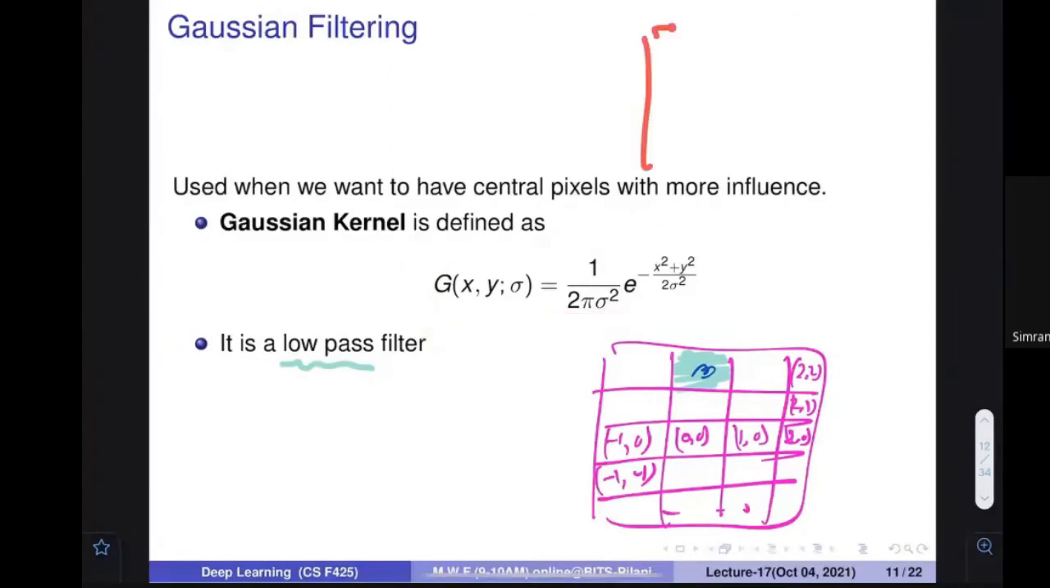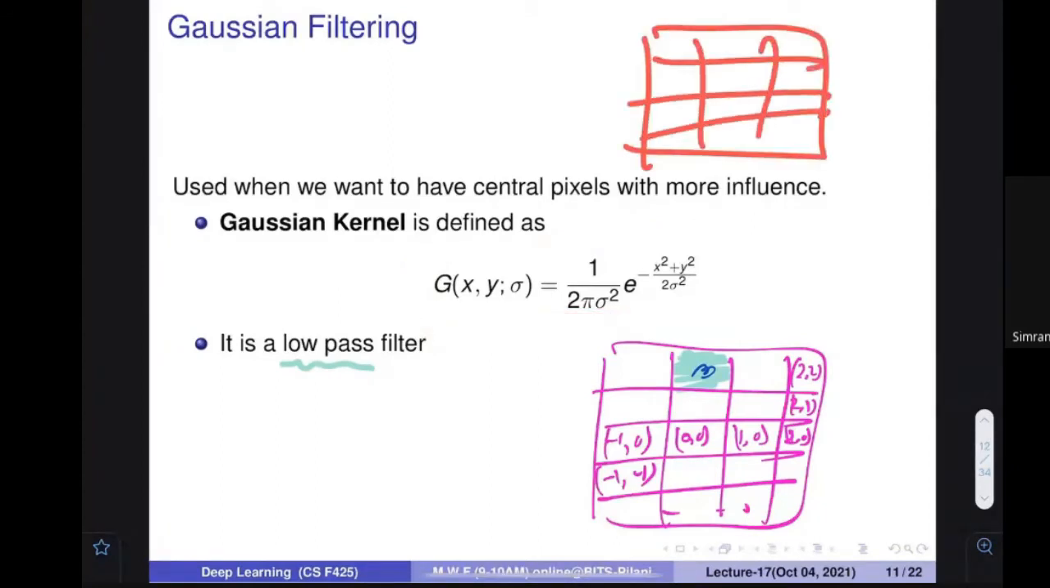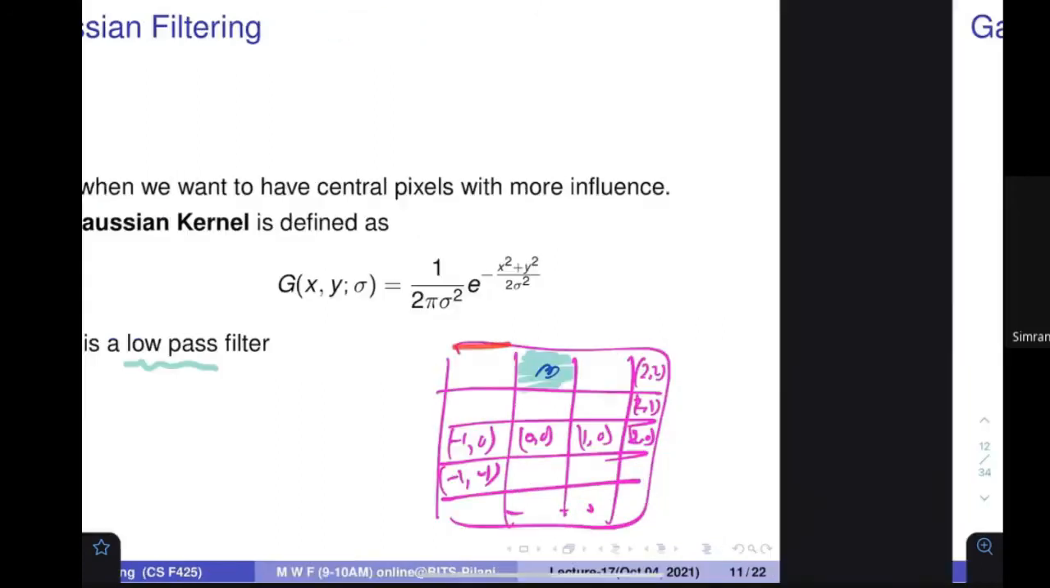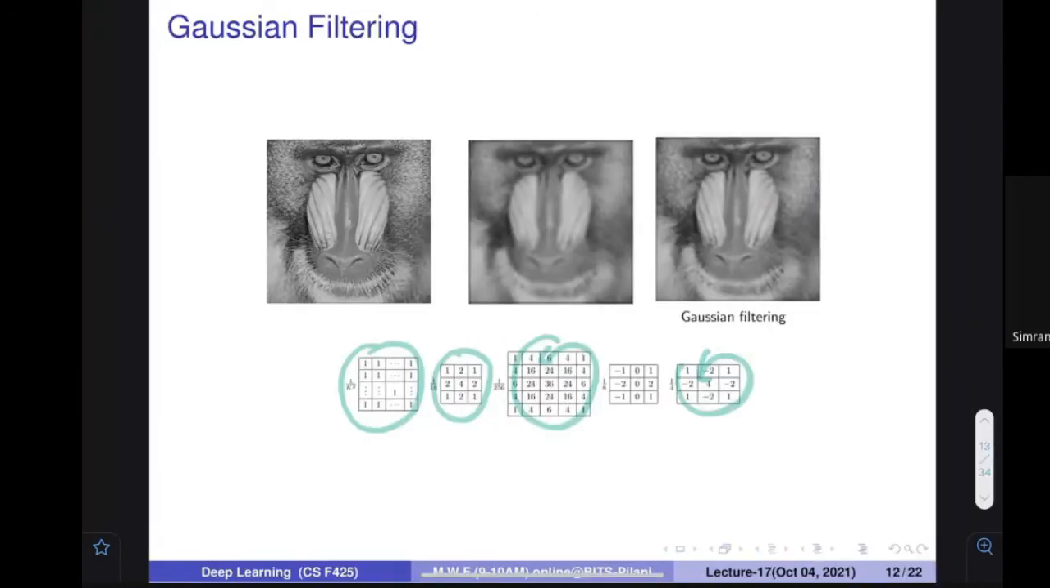So for every pixel location, let's assume this is the 0, 0 location, this is the 1, 0 location. You can find out the location, and based on the location, we can put it into this formula and come up with a kind of filter. Use this filter to multiply with the image. Again, we can use different sizes of filters: what size of filter do we want to use? 3x3, 5x5, 7x7.